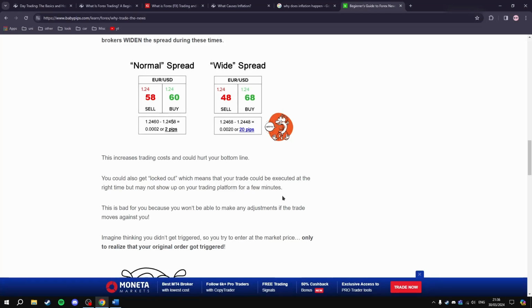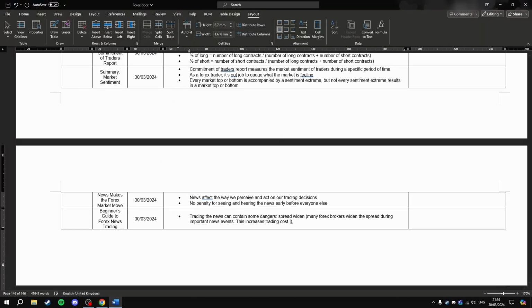You could also get locked out, which means that your trade could be executed at the right time but may not show up on your trading platform for a few minutes. This is bad for you because you won't be able to make any adjustments if the trade moves against you.